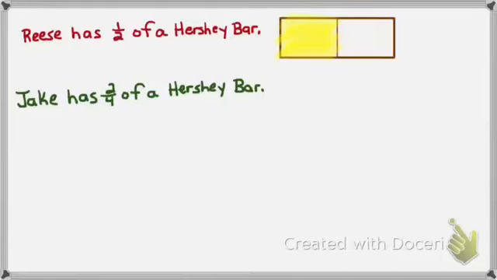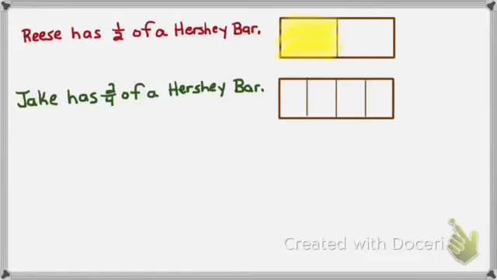Jake has 2/4 of a Hershey bar. So here's Jake's Hershey bar. The denominator, bottom number, tells me how many pieces it takes to make a whole. Jake's number is 4. So this whole Hershey bar is broken into 4 pieces. The numerator tells me how many pieces he has. He has 2. So let's shade in the number of pieces that Jake has.